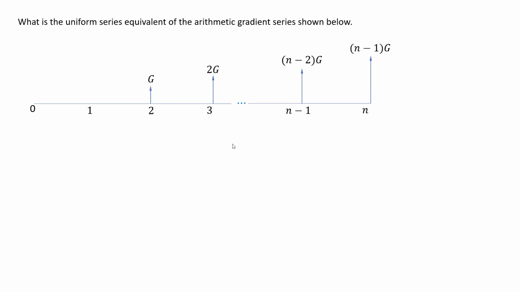Instead of depositing this arithmetic gradient, what if I want the value to be exactly the same? I want another way of accomplishing the same thing. But the second way is where I don't make gradient payments. Instead, I make uniform payments A. So what should that A be so that it is exactly the same as doing what we are doing here? That's what the problem is about.